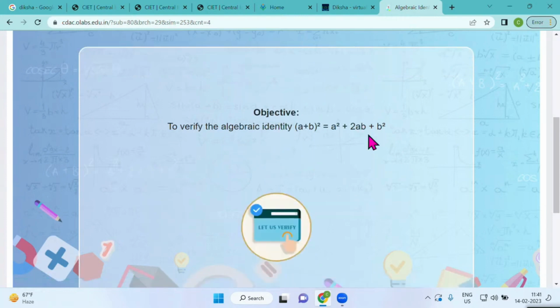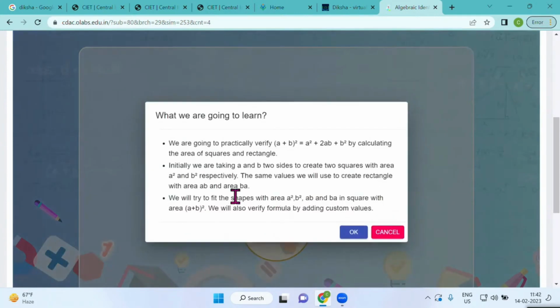So the objective is to verify that. So let us verify that. What we are going to learn in this activity, some instructions are also there. We are going to practically verify the identity with the help of the areas of squares and rectangles. Firstly we will take the values of a and b on both sides to create two squares with areas a square and b square, and we also create some rectangles with the areas AB and BA. So we will arrange these shapes into the area a plus b whole square, and we will verify the formula.